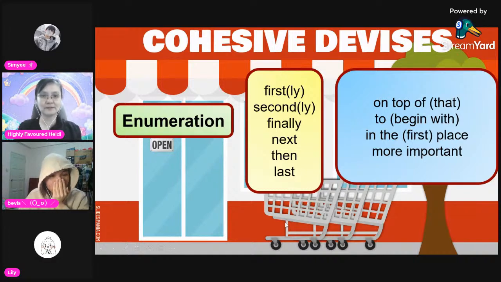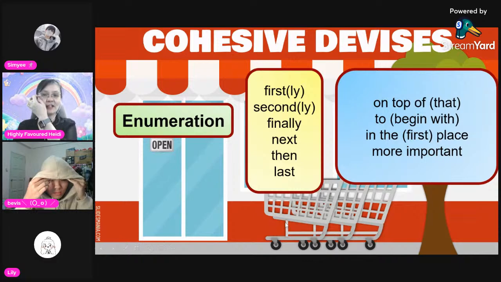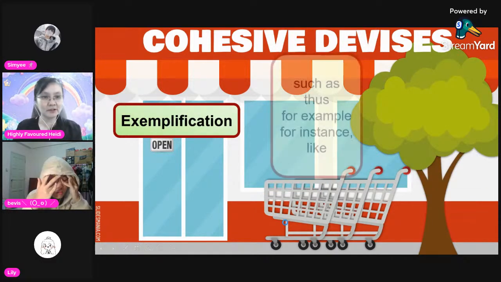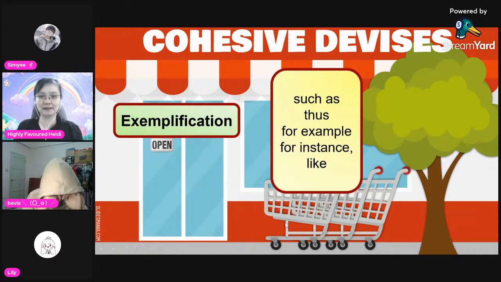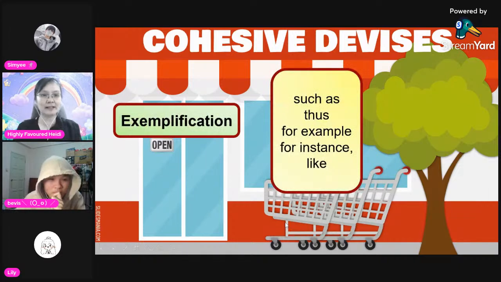Enumeration: firstly, secondly, finally, next, then, last. On top of that, to begin with, in the first place, more important. So you can change a little bit. Instead of saying firstly or next, you can say on top of that, to begin with, in the first place. This one is an example, but the actual word only has one.